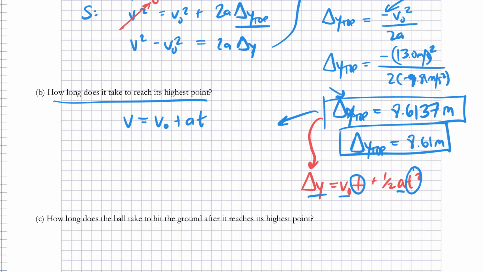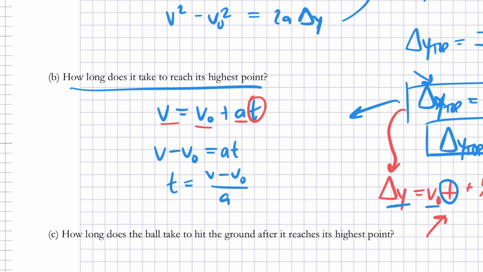Again, it's very similar to the other equation, to this equation right here. We're looking for t. We have the acceleration, the initial velocity, and the final velocity. So let's rearrange this for the time. First I'll do v minus v naught equals at, then divide both sides by a, and we get t equals v minus v naught over a.